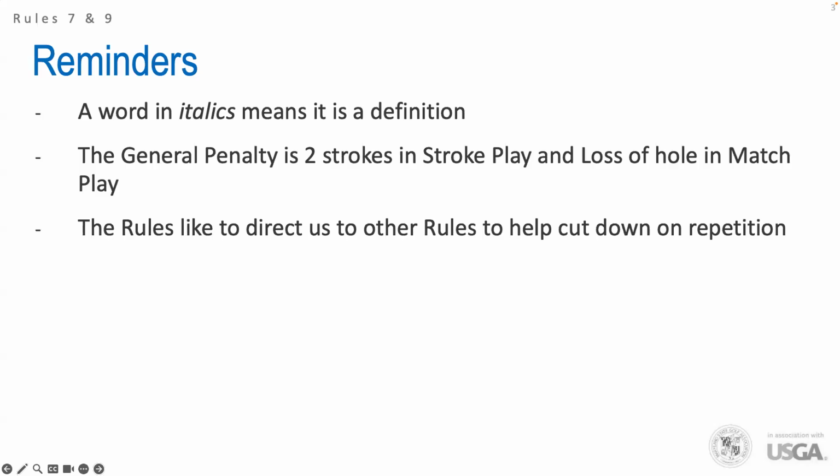The general penalty, as always, is 2 strokes in stroke play and loss of hole in match play. And the rules like to direct us to other rules. This is mainly to help cut down on repetition. So if we see it referencing Rule 14.2, it's going to give us the procedure as to how to do something with the ball rather than write that all out within that one rule.